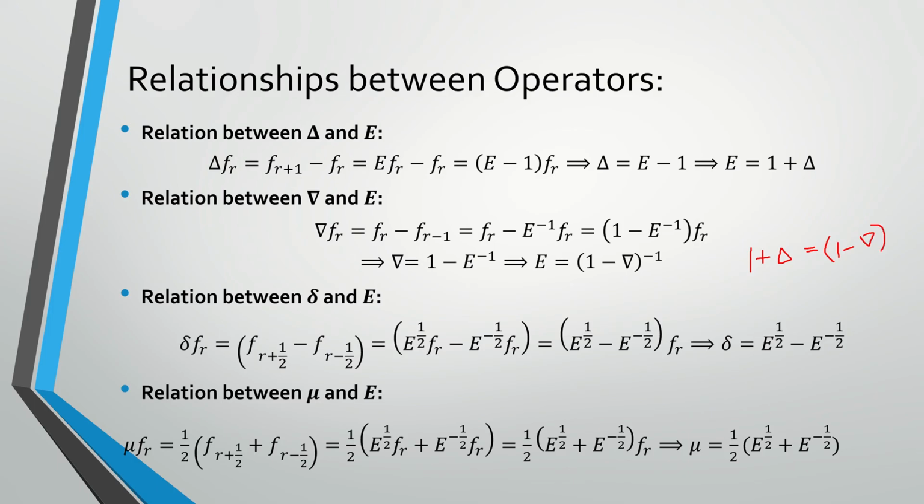whole power minus 1, which may be simplified as इस 1 को उधर लेके जाएं तो हमारे पास आ जाएगा del is equal to 1 minus nebla and power minus 1, and then we have minus 1 this one as well.